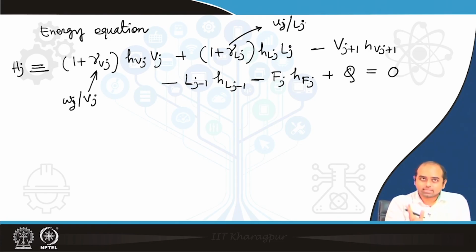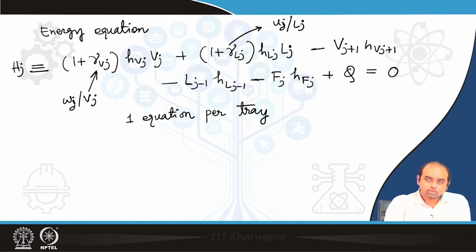But please note that for the enthalpy balance there is only one equation per tray. The enthalpy balance does not hold for each of the components. It's only one total enthalpy balance, one equation per tray, right.